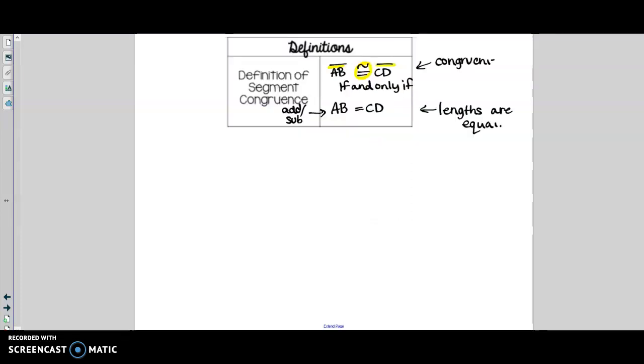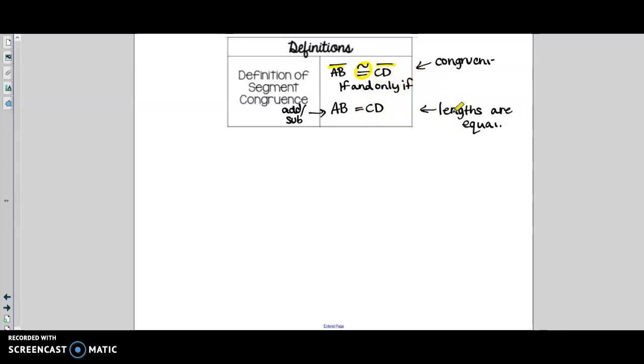The second thing that you can use is definitions. So we are formally here defining the definition of segment congruence. And what it means, if two segments are congruent, that happens if and only if their lengths are equal. Okay, so segments are congruent if and only if their lengths are equal.